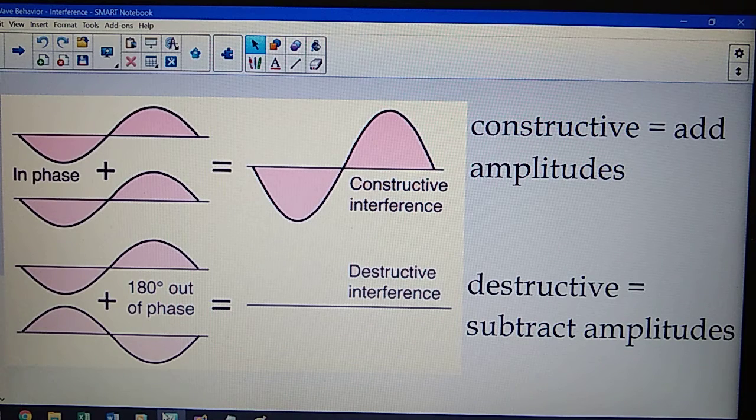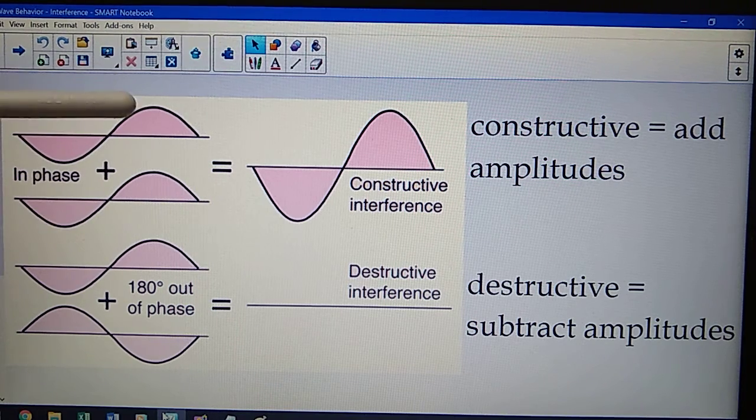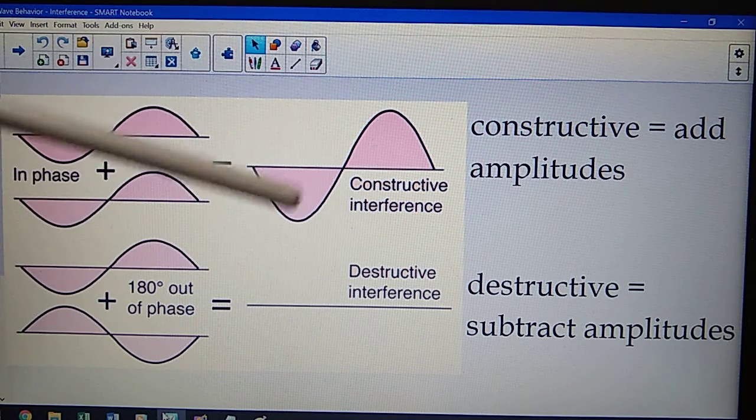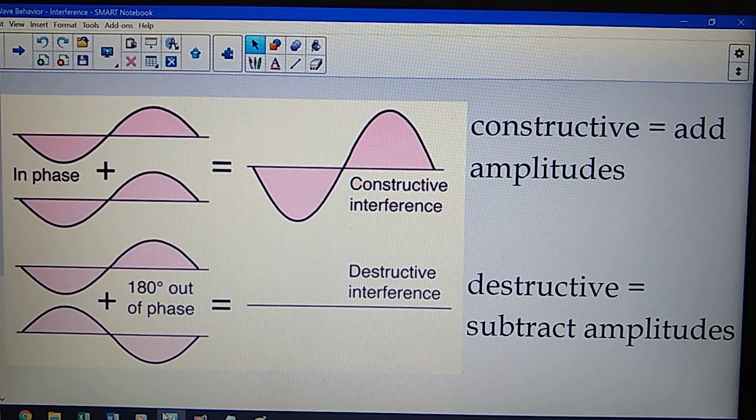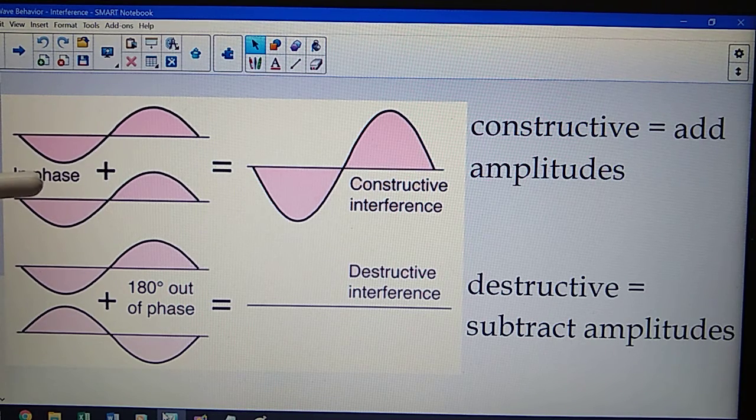There are two main types of interference, constructive and destructive. Constructive interference happens when you have crests line up and troughs line up. So when a trough lines up with a trough, or a crest lines up with a crest, you'll get a larger amplitude. Constructive interference is where you would add amplitudes. These waves are in phase because they line up.